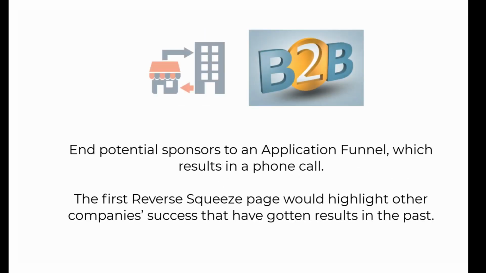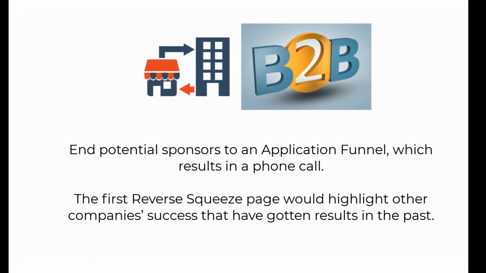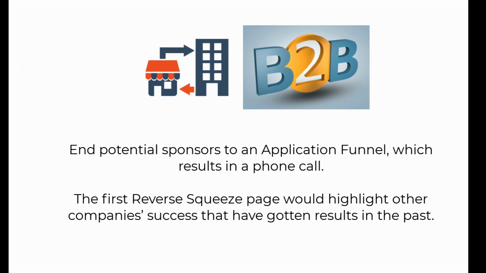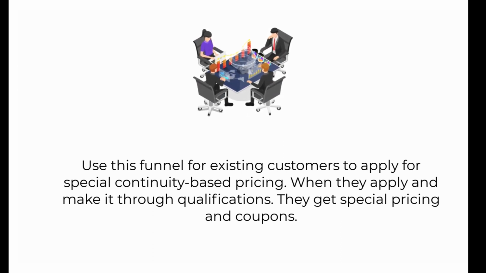If you're in business to business, add potential sponsors to an application funnel, which results in a phone call. The first reverse squeeze page would highlight other companies' success that have gotten results in the past. If you're in professional service, use this funnel for existing customers to apply for special continuity-based pricing. When they apply and make it through qualifications, they get special pricing and coupons.